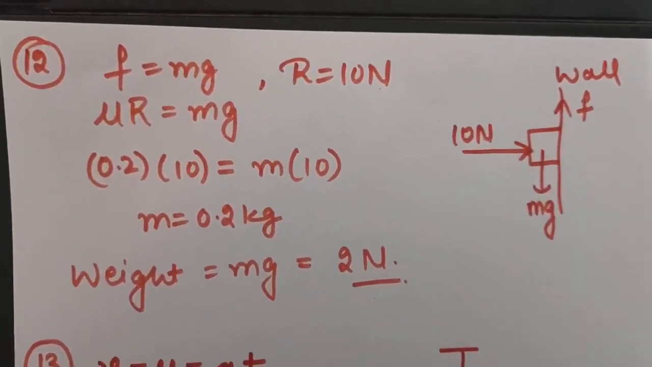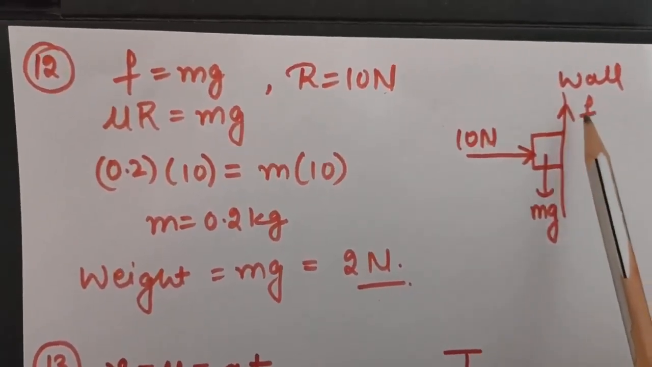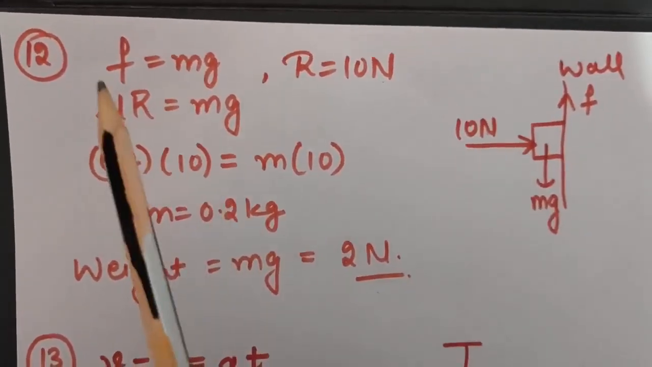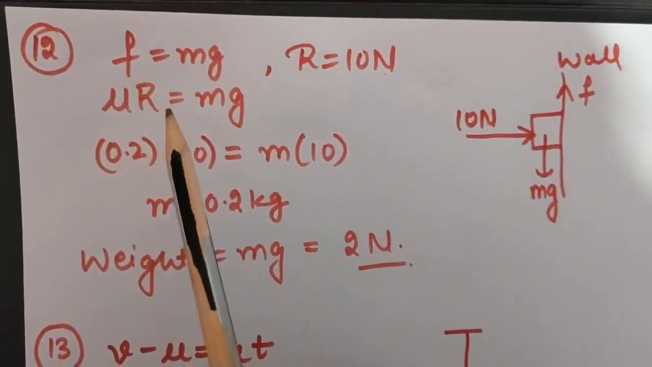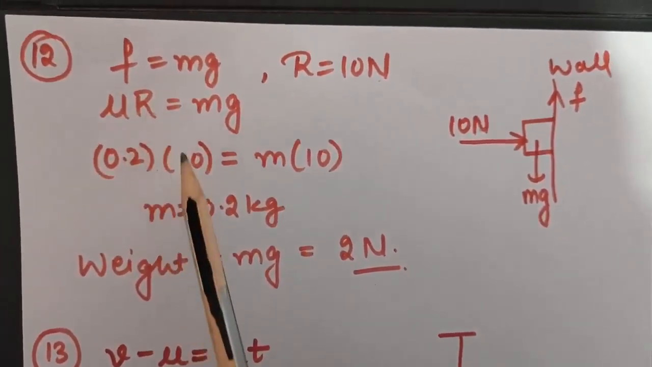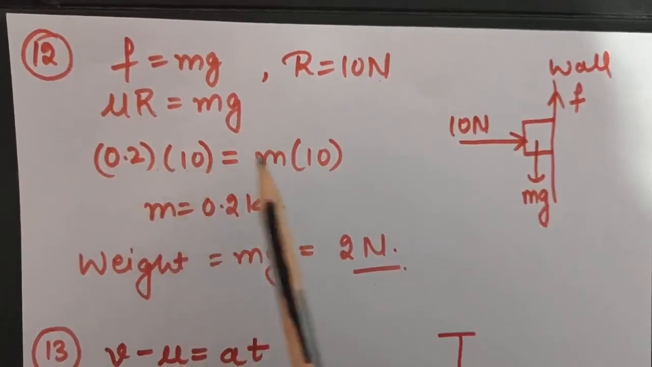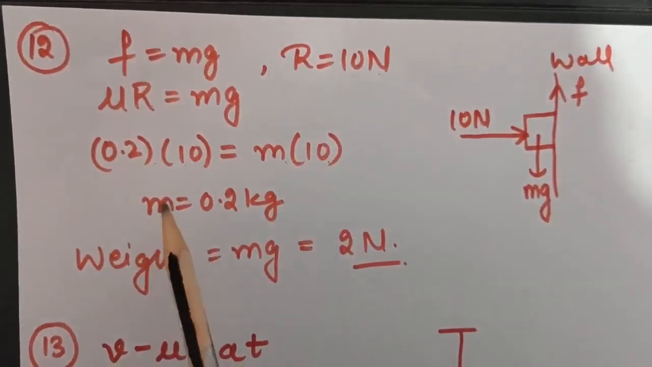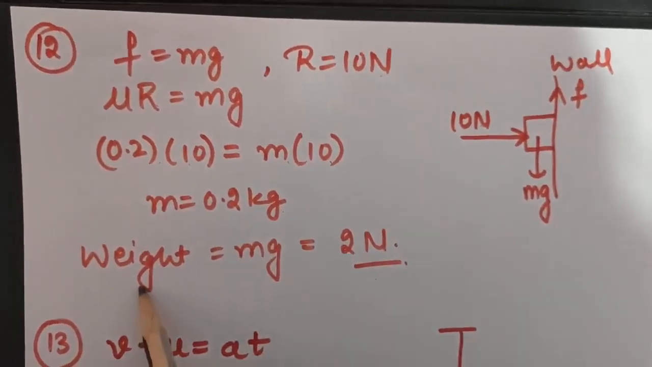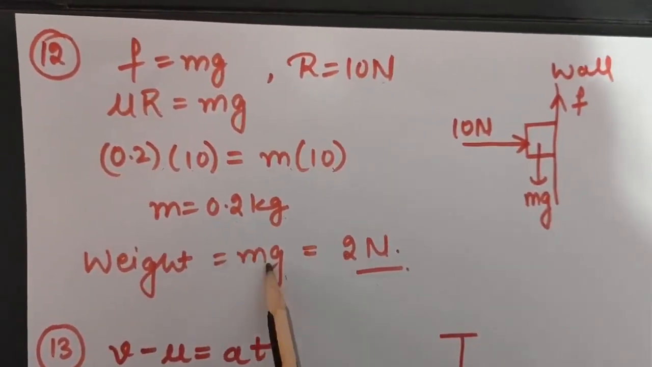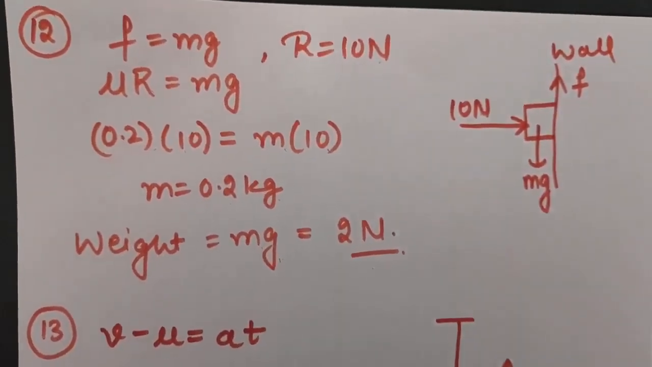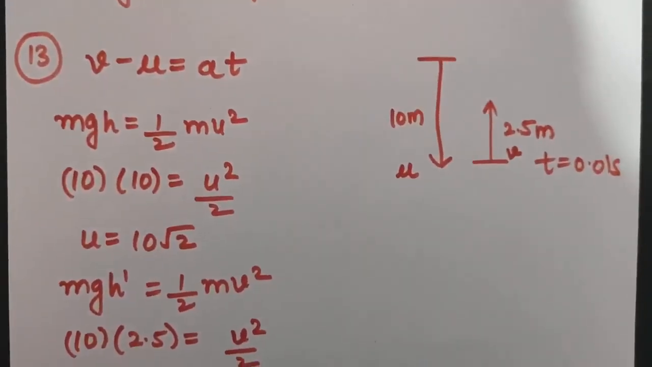Now form the equation of motion. As you can see, F should be equal to mg, then only this block will be stationary here. So F is mg, F is nothing but mu R, so mu R is mg. Mu is given to be 0.2, reaction force is 10 newton, as I have explained, m into g, that is 10. So from here mass will come to be 0.2 kilograms. And weight is nothing but mg, so that is 0.2 into 10, so the weight of the block is 2 newtons. Okay, so the last question is question number 13.